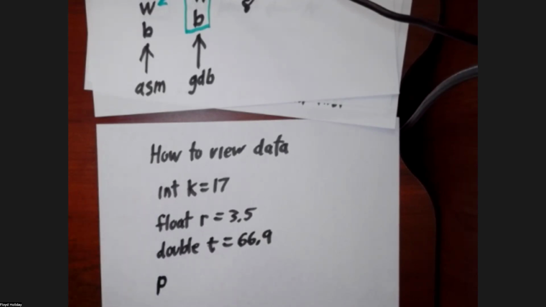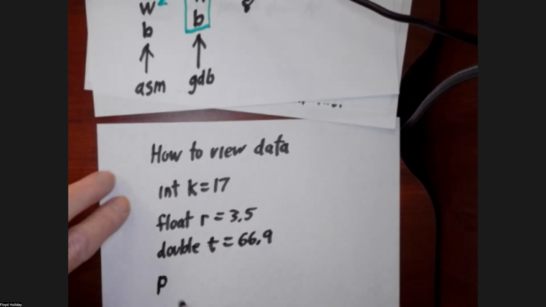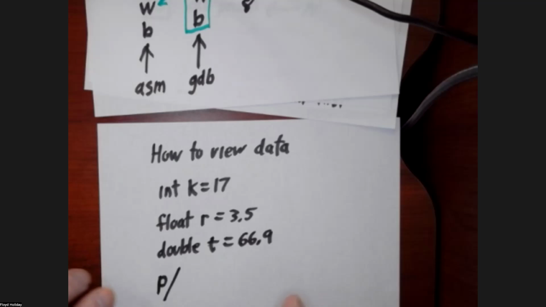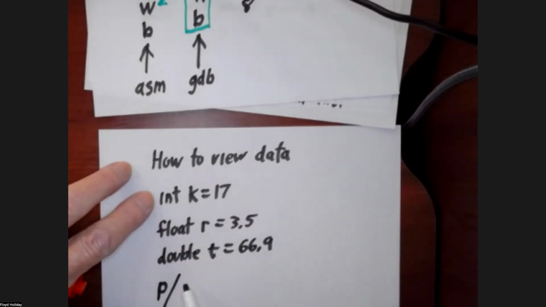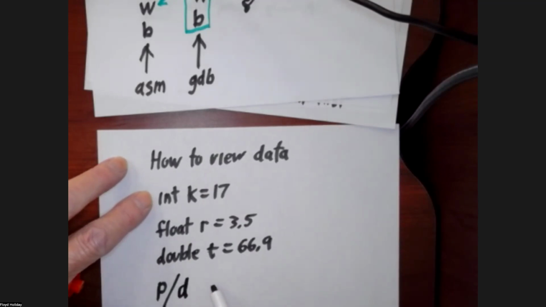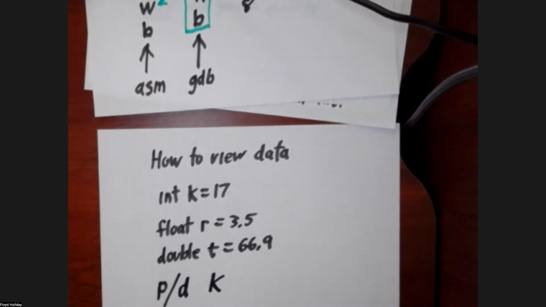P is the command to output some value. When it takes parameters, there's a slash and then the kind of parameter it needs. This one simply needs to be told what it is. It's an int. So I'm going to use a D off of that list previously, a space and a K. Okay. So that's going to output 17.